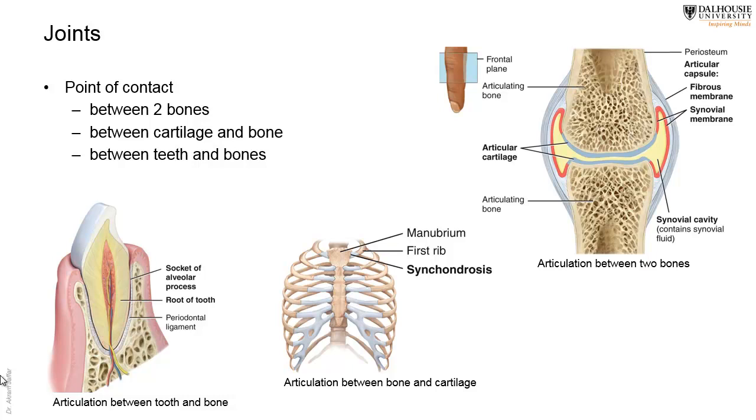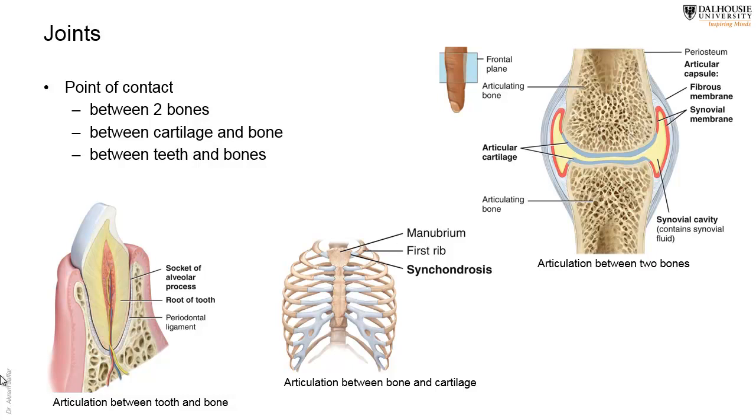For example, the joint between the humerus and the scapula, the femur and the hip bone, the joints between the phalanges of the fingers, and so on. So these are joints between two bones, or it could be a joint between a cartilage and a bone. We have seen some of these examples, like here, for example, between the costal cartilage and the rib.